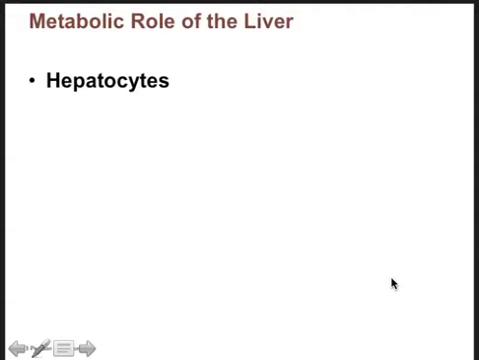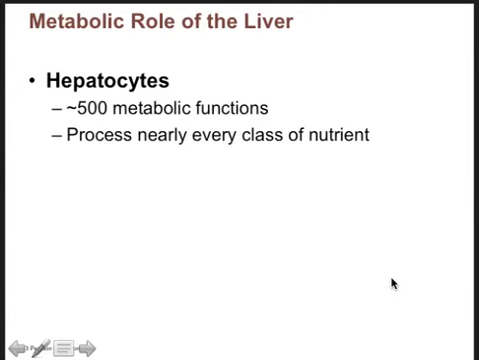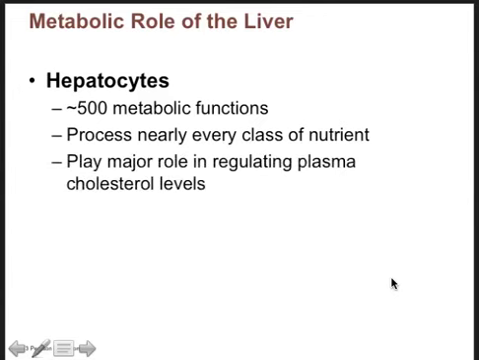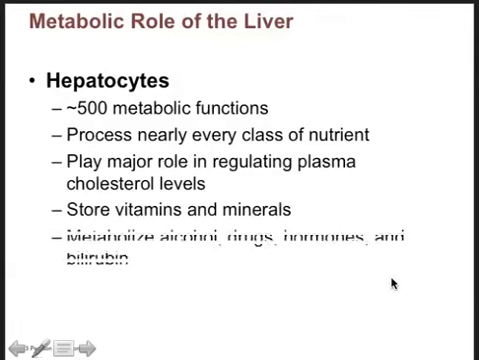Hepatocytes are liver cells. They have thousands of metabolic functions. They process nearly every class of nutrient. They play a major role in regulating plasma cholesterol. They also store vitamins and minerals, and they metabolize alcohol, drugs, hormones, and bilirubin. In fact, your liver does so much for you that you couldn't live without it. In fact, the name liver comes from the ability to live. If your liver were to die, you would not be able to remain alive.